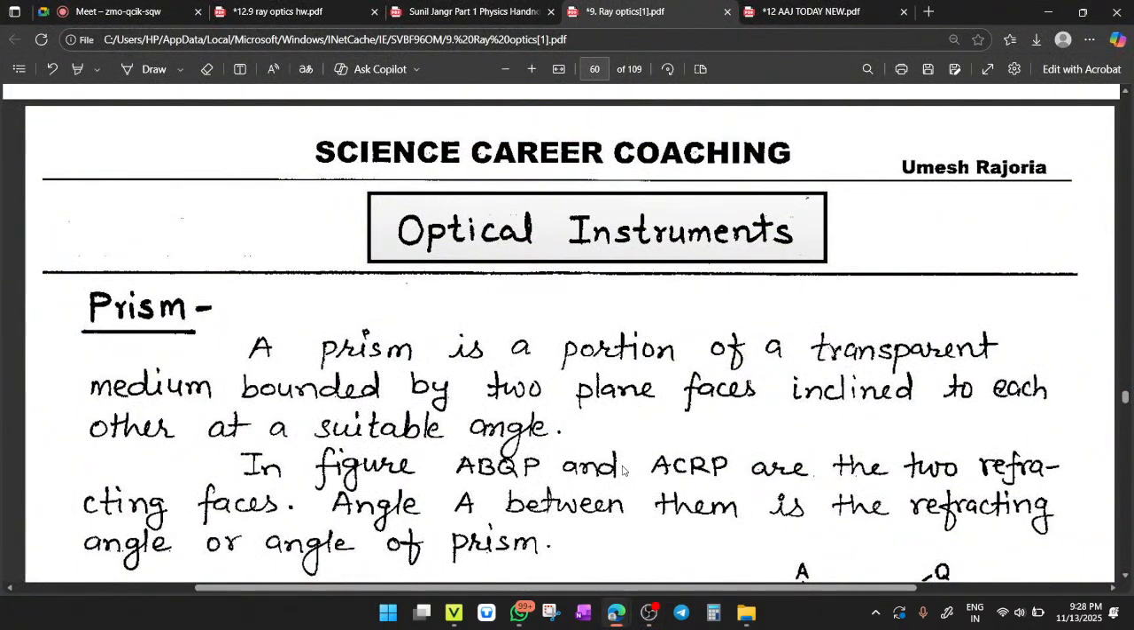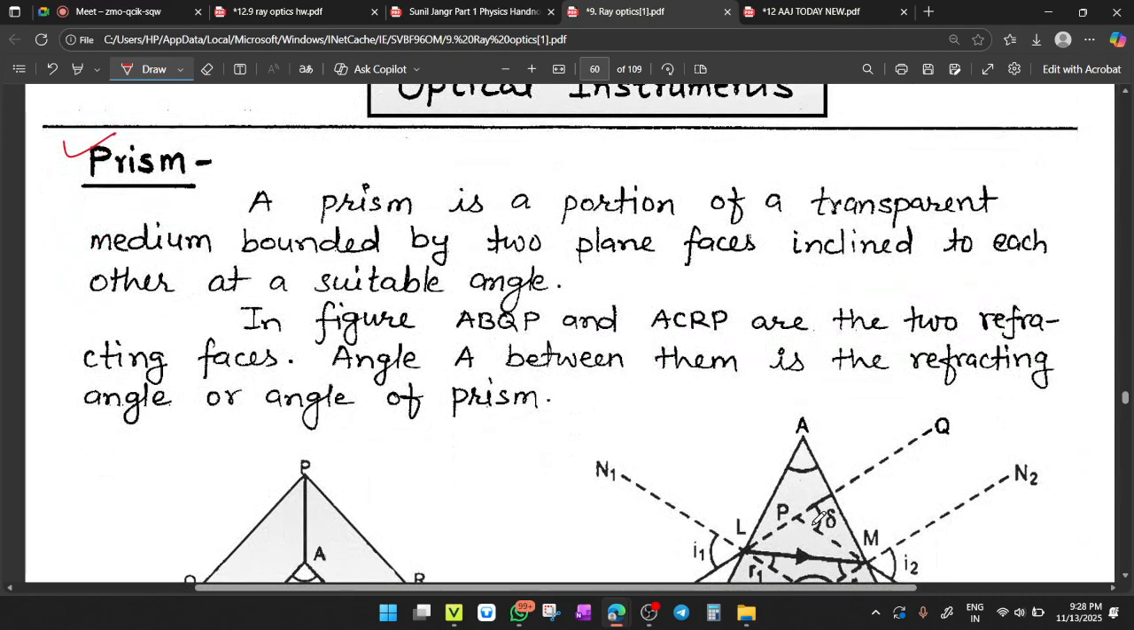So starting our first topic in optical instruments, this is a prism. Okay, you know what a prism is? A prism is a portion of transparent medium. It is an optical instrument that is used for performing an optical phenomenon.